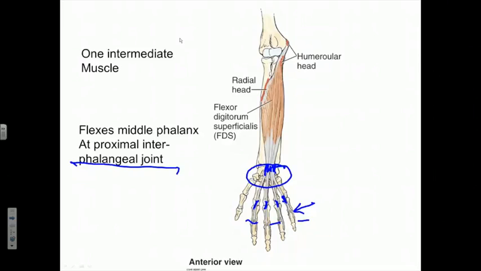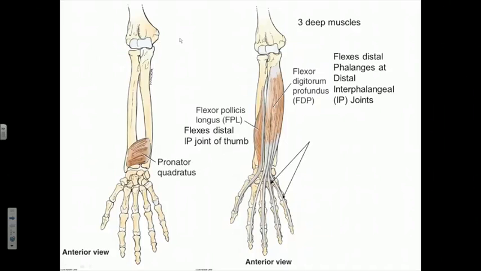So we say that the major action of FDS is to flex the middle phalanx of the four fingers at the proximal interphalangeal joint. Then, its partner on the flexor side will be the flexor digitorum profundus. Four tendons of this muscle also pass through the carpal tunnel, but note that this muscle goes all the way to attach to the distal phalanx. So it's flexing any joints that it crosses, but we say that the major action of the tendons of the flexor digitorum profundus is to flex basically the distal interphalangeal joints of each finger.